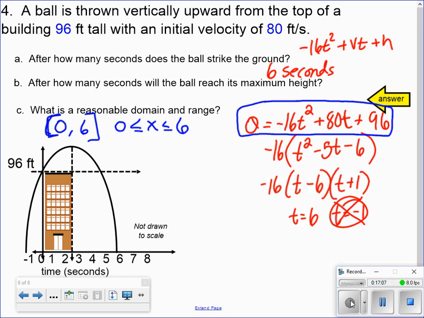For my range, we're talking about its height. The lowest height it got was 0. The highest height it got was its maximum. So once you identify the vertex, you can find that maximum height. This is how we solve quadratics by factoring.